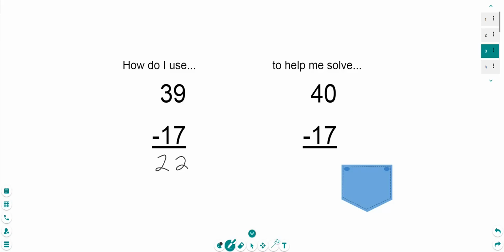Did you say that they both subtract 17? Absolutely. Did you say that one of them starts with 39 and the other one starts with 40? Absolutely. So knowing what we know about these two questions, do you think the answer to 40 subtract 17 will be larger than, the same as, or smaller than 22? And why do you think that?